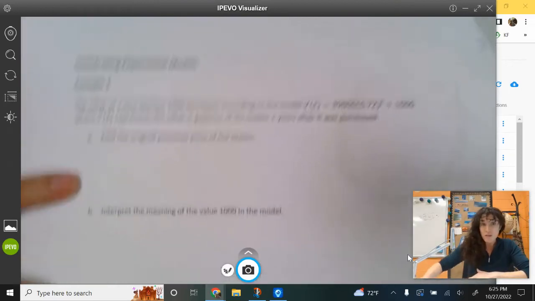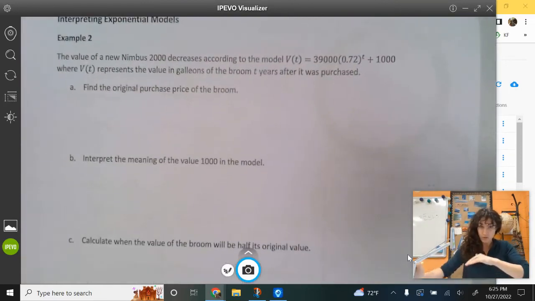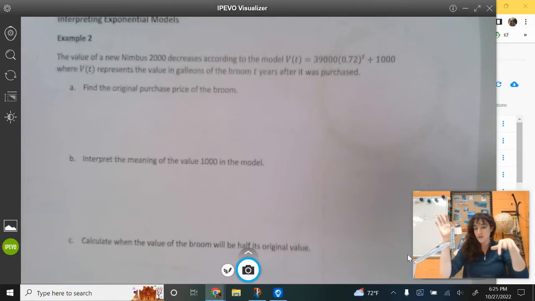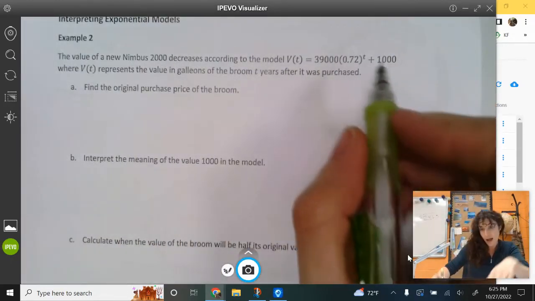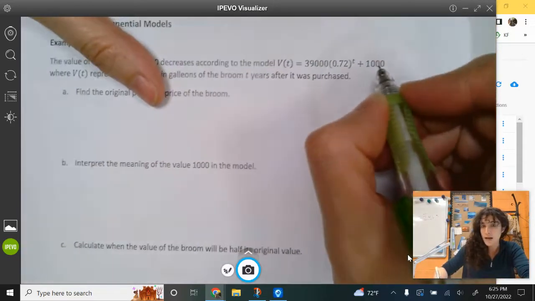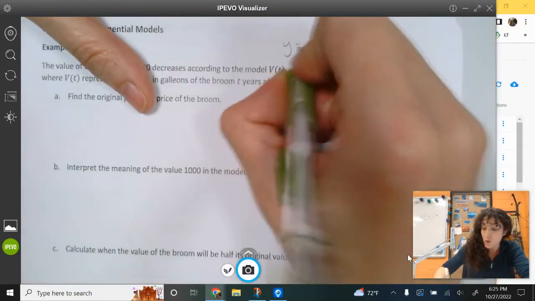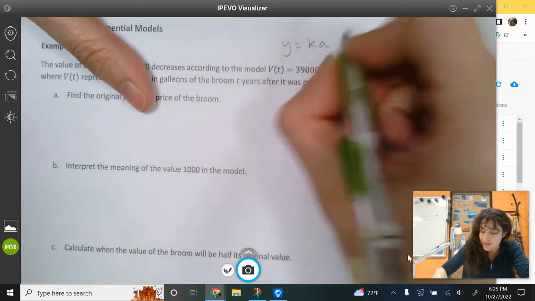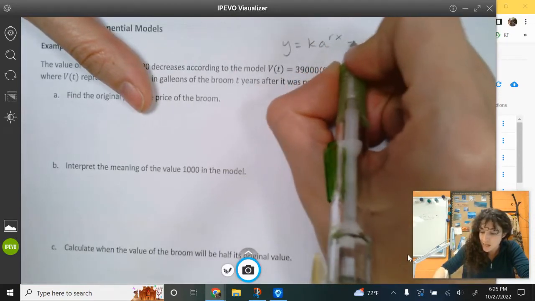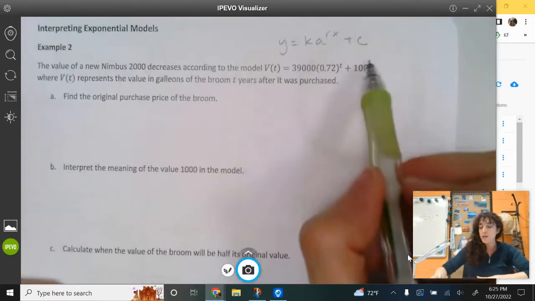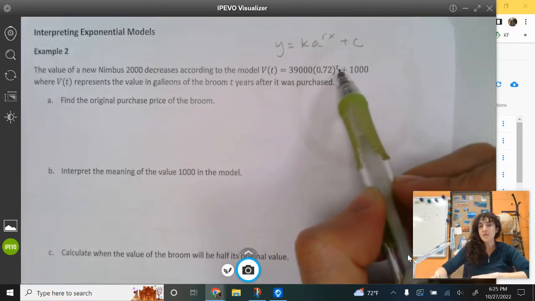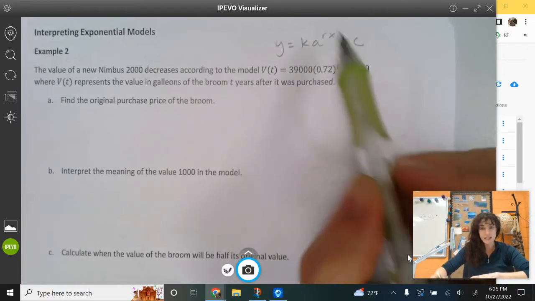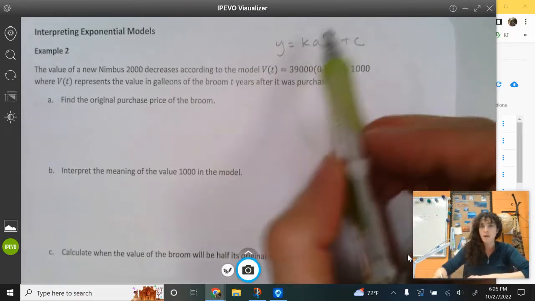The value of a new Nimbus 2000 decreases according to the model V of t equals yada, yada, yada. I can start comparing it to what I have already, in terms of what I know these equations to be. So I can start comparing what the pieces are here. I've got this parentheses raised to an exponent. My input is t and it's in the exponent, so it's an exponential model.